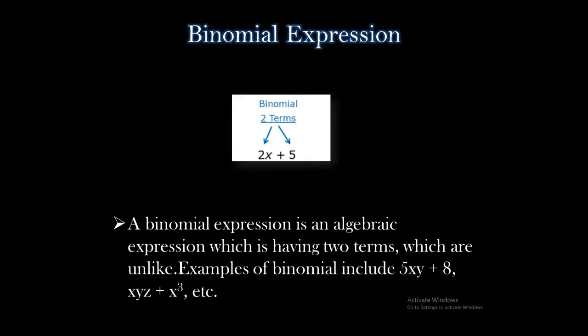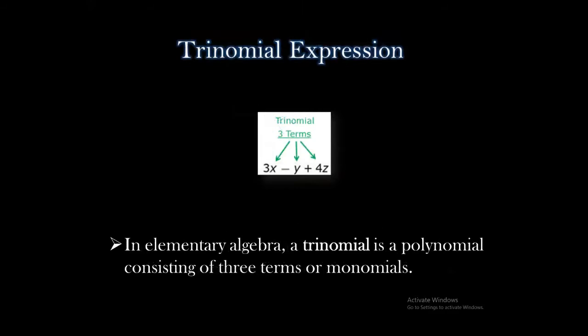Binomial expression. A binomial expression is an algebraic expression which is having two terms which are unlike or like. They can be like too. Example of binomial includes 5xy plus 8, xyz plus x to the raised power of 3. So these contain two terms, no more than that or less than that. Trinomial. So trinomial contains three terms, for example 3x minus y plus 4z.